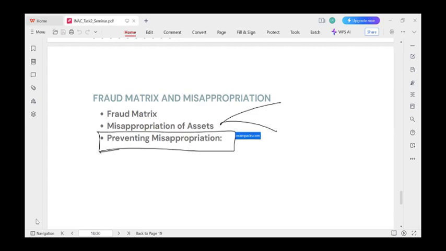We can prevent misappropriation by, again, having the right controls in place. Remember, we are talking about preventing these types of frauds. I'm just giving you some examples. You can have regular inventory audits, right? You have a monthly stock count.